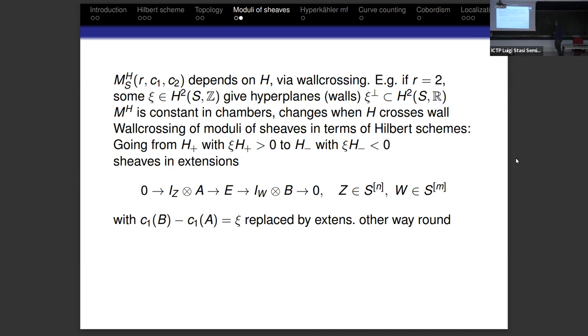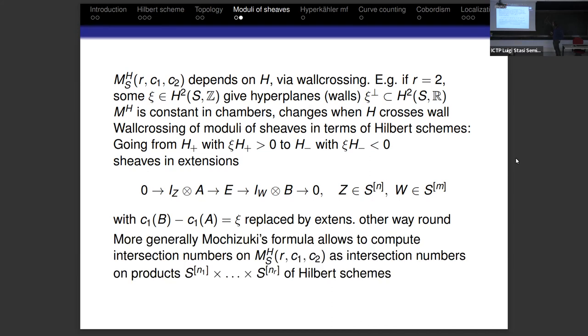And so obviously there are more complicated things that happen in higher rank, and there are vast generalizations in the meantime, so more wall crossing for Bridgeland stability and such, but it can always be related to some extent to Hilbert schemes and so on. Okay, so more generally, I have mentioned this in the previous lectures last year, there's Mochizuki's formula, which allows us to compute intersection numbers on all the spaces of rank R sheaves on S in terms of intersection numbers on products of R Hilbert schemes of points.